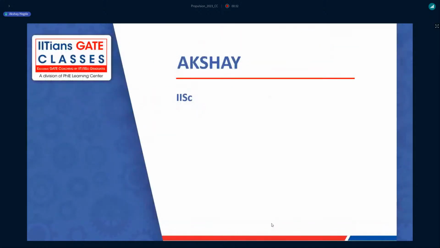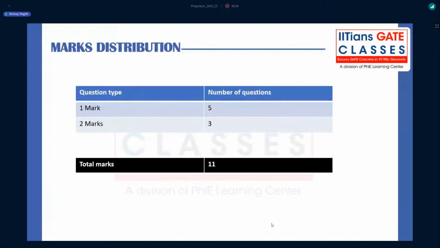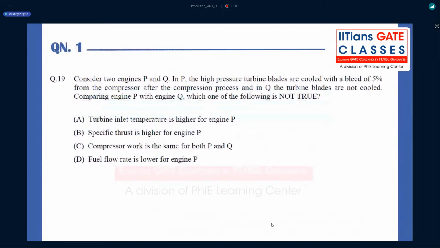So myself Akshay. In 2013, there were a total of 8 questions asked based on the jet propulsion part. Out of which 5 were 1 mark questions and 2 were 3 marks questions, totaling about 11 marks. One of the 3 mark questions is a linked question type, which is no longer a GATE pattern, but it still carries 2 marks. So let us jump on to the session.